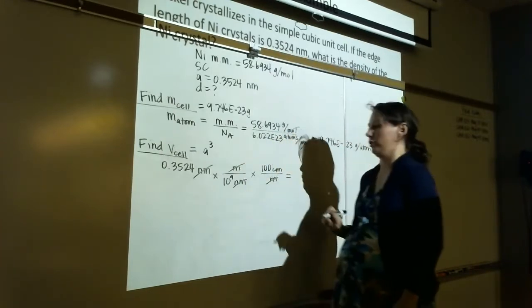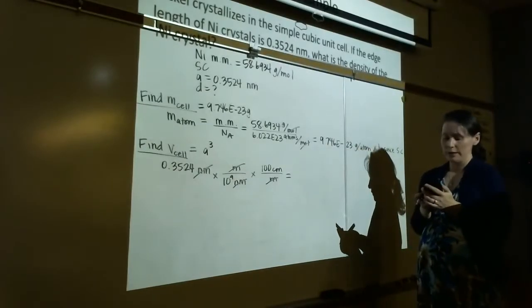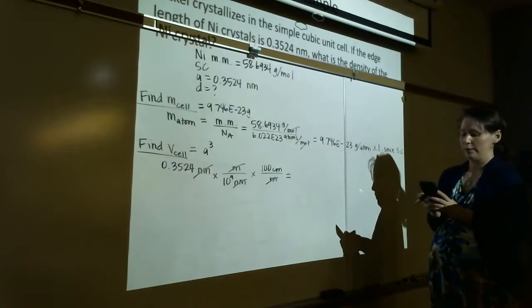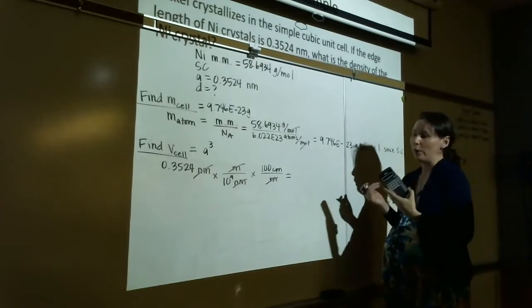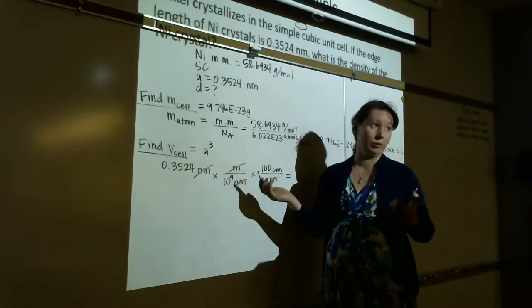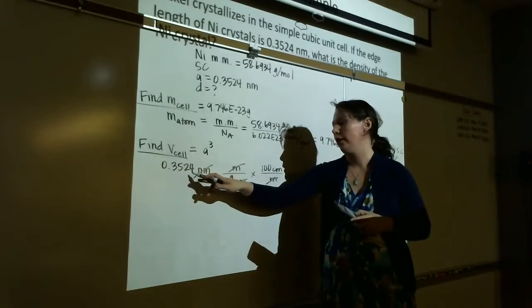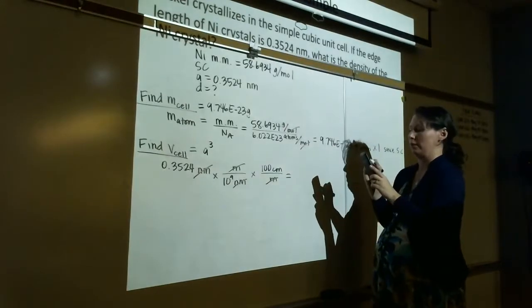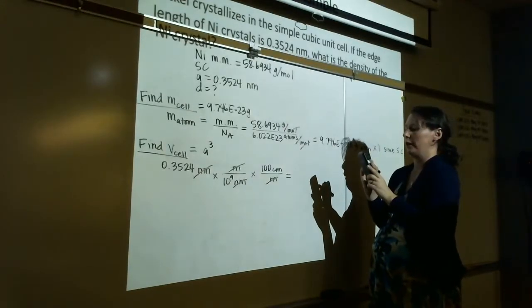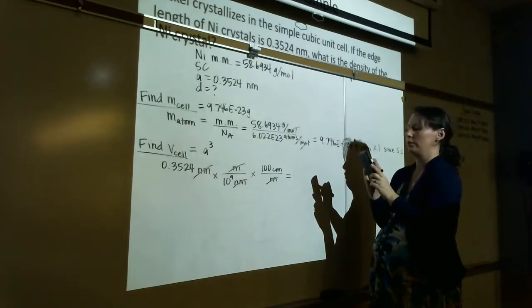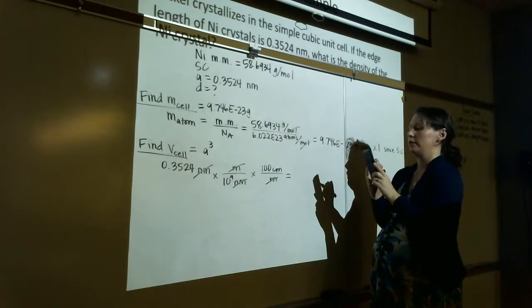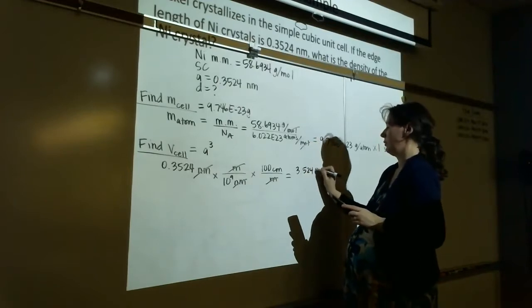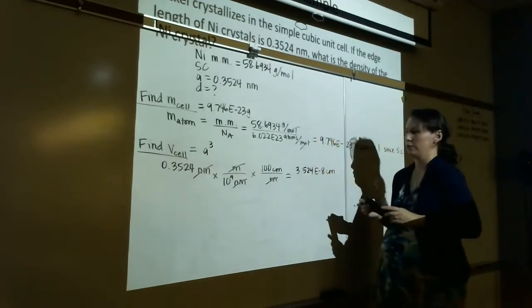So I have to do 2 calculations. 0.3524 times 100 divided by 1E9, right? By the way, you can just use your exponents. That would move the decimal 2 over, and then move it 9 back. But if you really want to put it in your calculator, you'll get the same answer. 3.524 times 10 to the negative 8 centimeters.